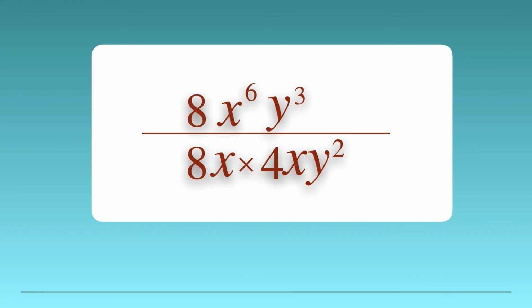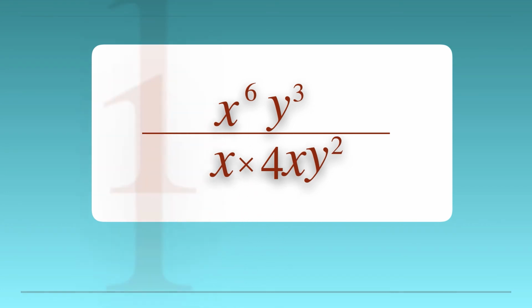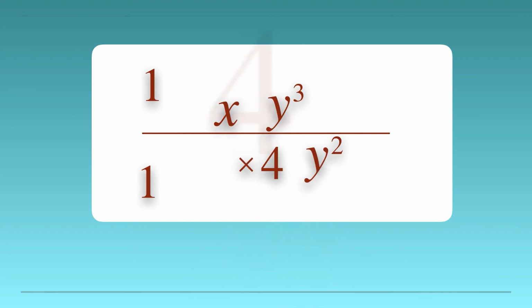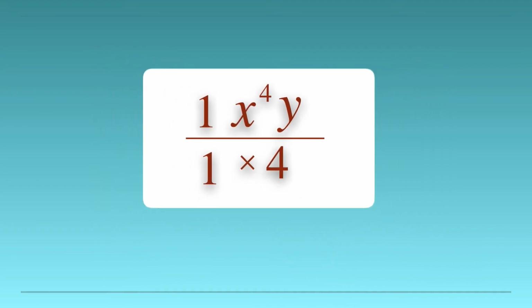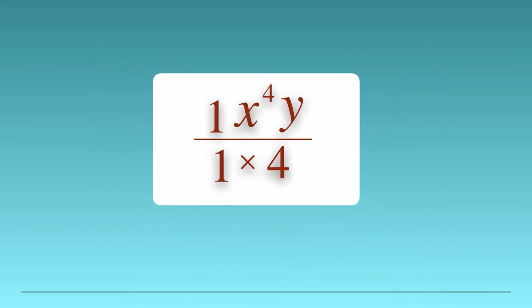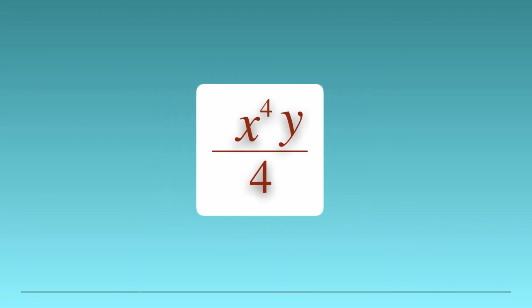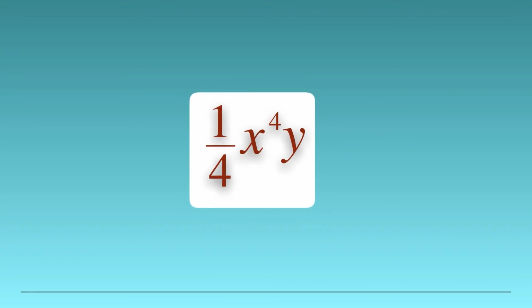Now we are ready to cancel the numerator with the denominator terms. 8 cancels 8 to give 1. 1 of the x from the denominator cancels x to the power of 6 down to power 5 in the numerator. But then another x cancels it again to give the power of 4. 2 y's from the denominator cancel 2 y's in the numerator, which leaves you with only 1 y in the numerator. Remaining terms are now multiplied together to give x to the power of 4 y over 4. This is also equivalent to 1 over 4 x to the power of 4 y.